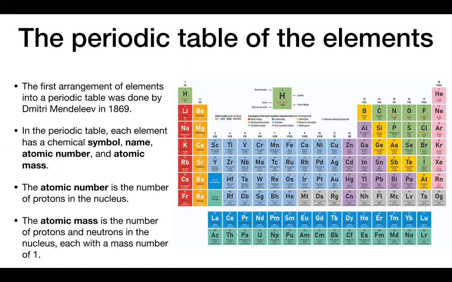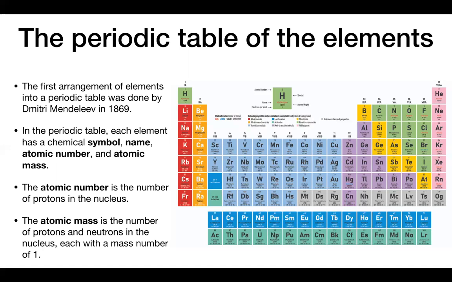For example, 98.9% of carbon atoms have 6 protons and 6 neutrons. This most common isotope of carbon is called carbon-12. A few carbon atoms, carbon-13, have 6 protons and 7 neutrons. A trace amount of carbon atoms, carbon-14, have 6 protons and 8 neutrons.